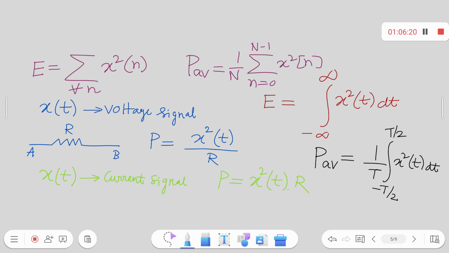Okay. So this definition of energy signal and power signal has a certain correlation with the periodicity of the signal. If any signal is a periodic signal, you cannot define the energy for it. So a periodic signal is always a power signal.